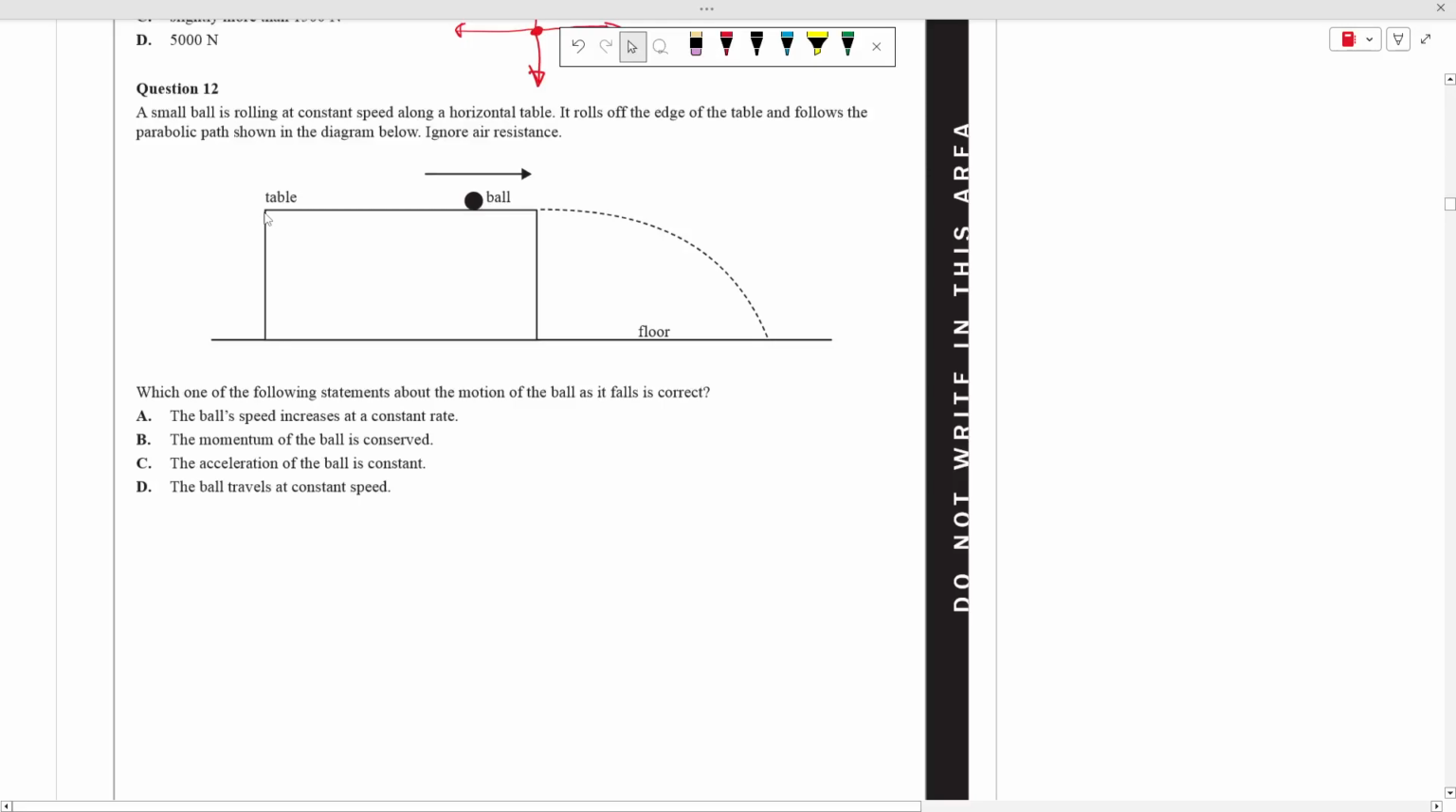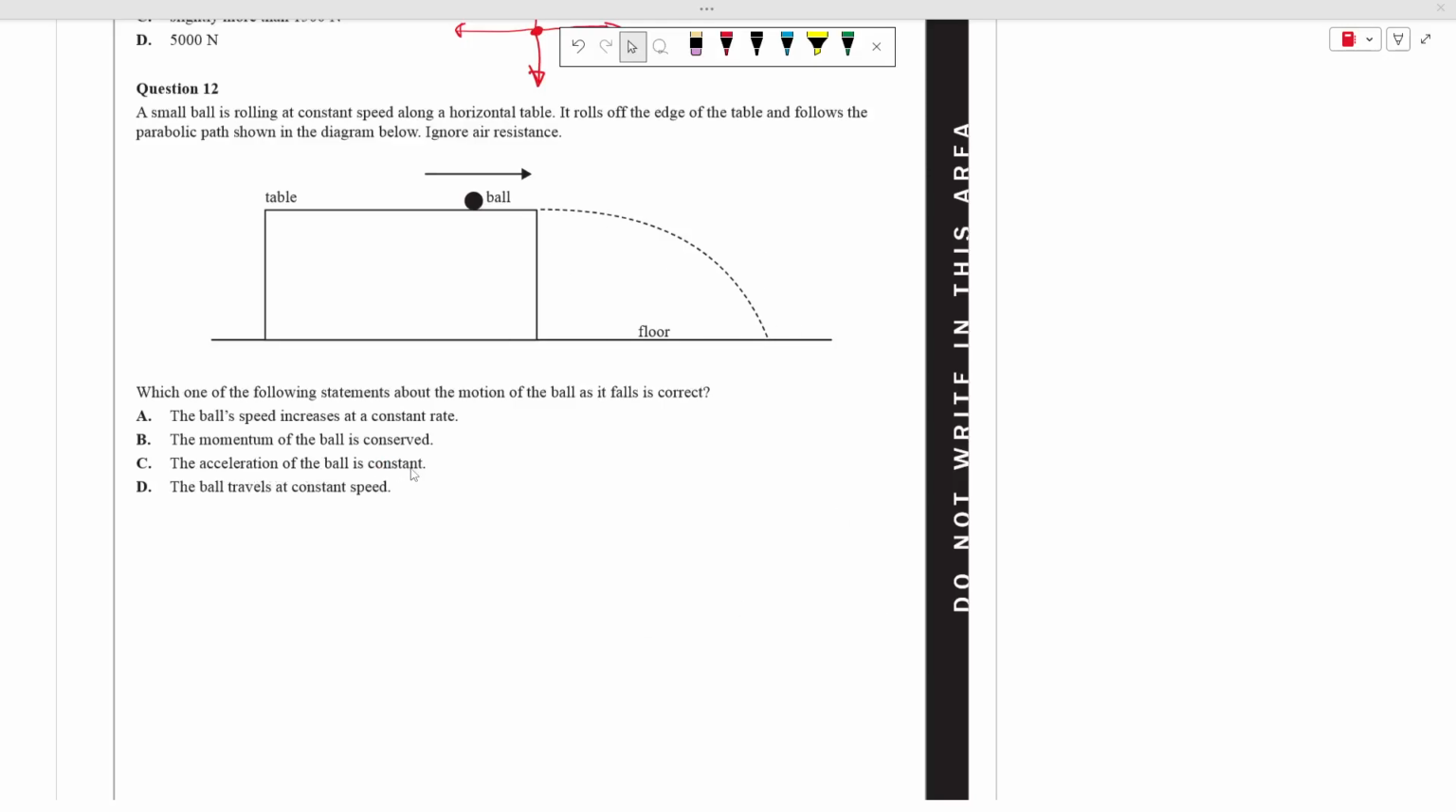I don't think it's a constant rate because you've got both horizontal and vertical components, so I don't think it would be a constant rate. The momentum of the ball is conserved. Well, it will start speeding up. So the ball will speed up, so momentum isn't conserved.